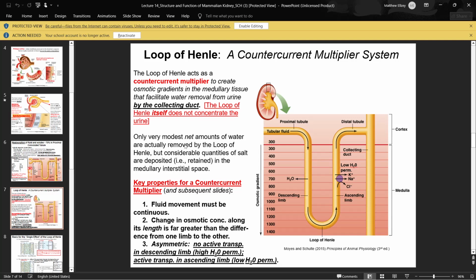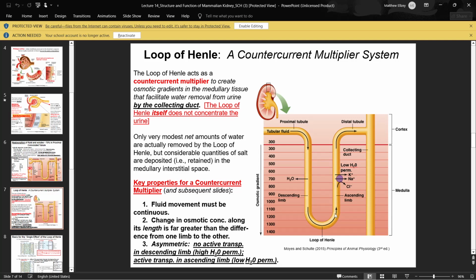So what does this mean? Well, here we have the descending limb of the loop of Henle, and right here it is permeable to water, so water is going to be exiting, but the salts and ions are going to be concentrated and not allowed to leave. So we're essentially concentrating the urine very heavily right here, and the water is coming out, and it's going to be very high salt content, very high osmolarity right here, and then we're going to reach the ascending limb, where it's very low permeability to H2O.